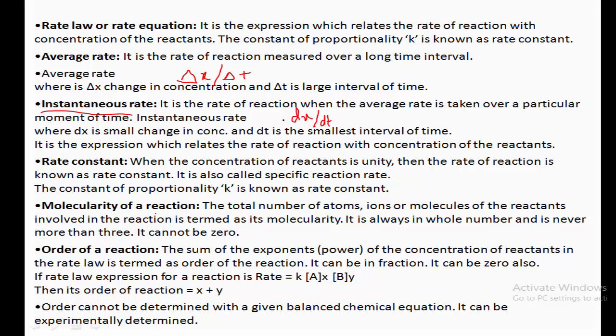Then molecularity of a reaction. The total number of atoms or ions or molecules of the reactants involved in the reaction is termed as its molecularity. It is always a whole number and is never more than 3, and it cannot be 0. So remember this about the molecularity of the reaction. It cannot be 0 and it is always a whole number, and it represents how many atoms or ions or molecules are involved in the reaction.